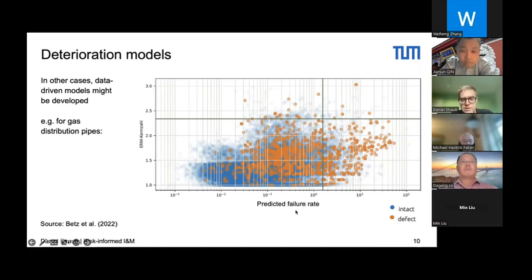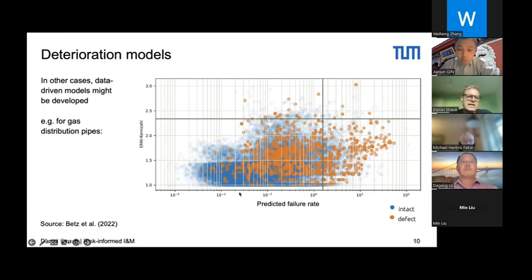Here's a machine learning-based model trying to predict the failure rate of gas distribution pipes. What you see here is that the oranges are actually observed failures, and the blue are components that did not fail. And on the horizontal axis is the predicted failure rate. Ideally, we have a predicted failure rate that is much higher for the orange ones than for the blue ones. Actually, this doesn't look that good, but this model performs pretty well because the bulk of data is here. These models cannot be perfect.